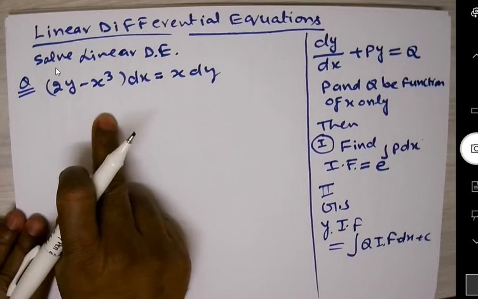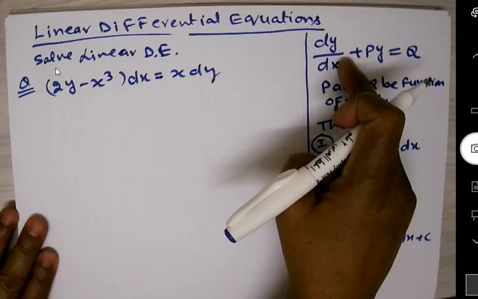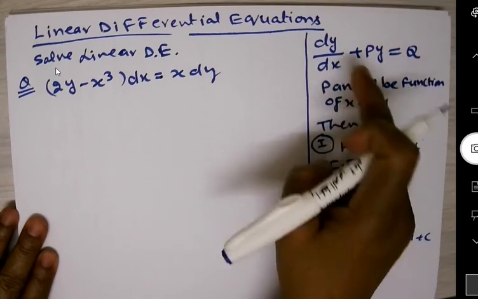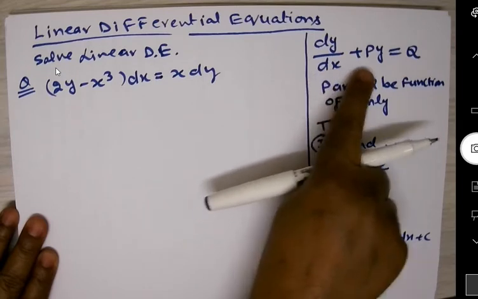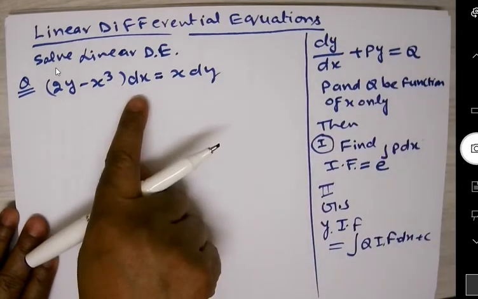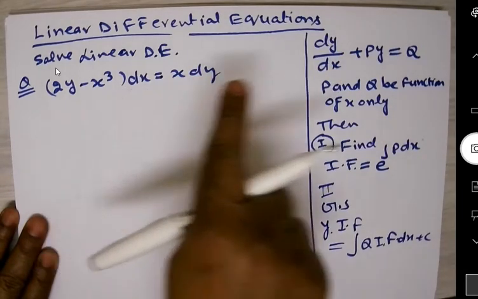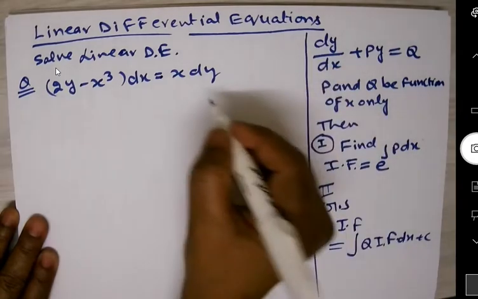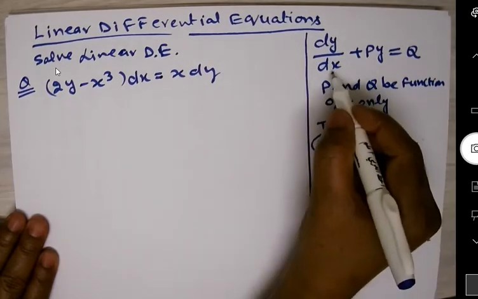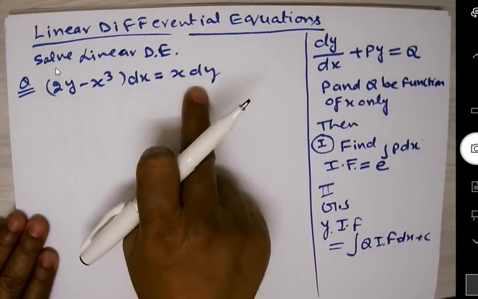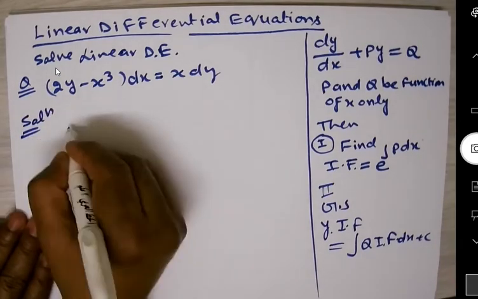So what we have to do first of all, I have to compare this differential equation with the standard form of linear differential equation. What is the standard form? This one, dy/dx plus py equal to q. Now compare. This one and this one is different, it is not written in this form. What is the confusing here? It is written here dy/dx, but here it is not. So if you want to solve, just try to write it in dy/dx form.